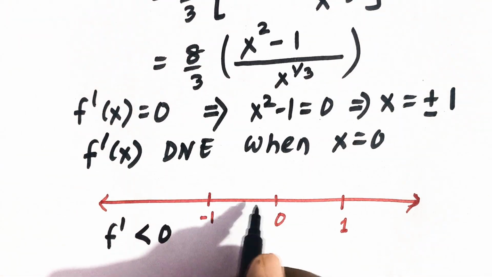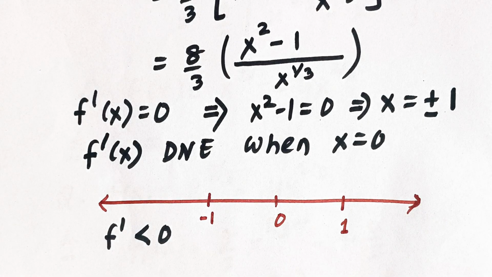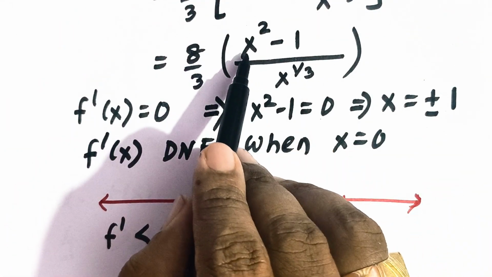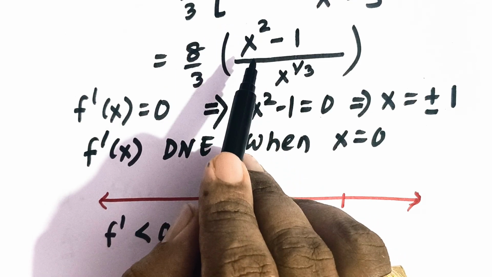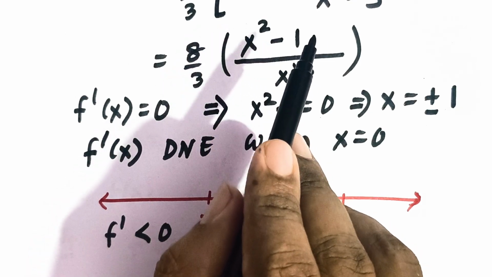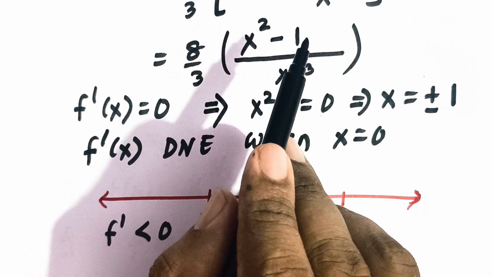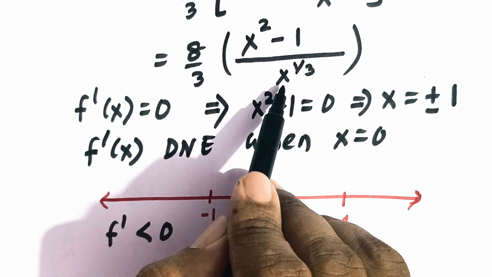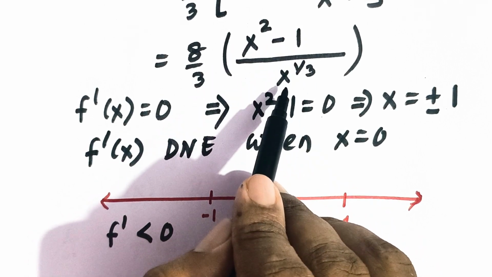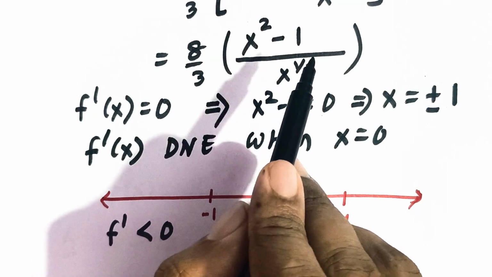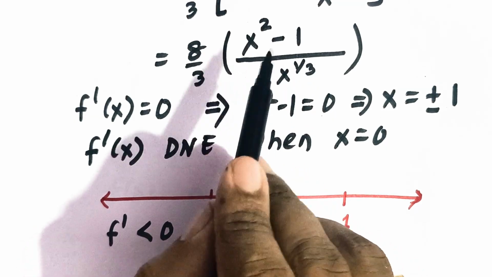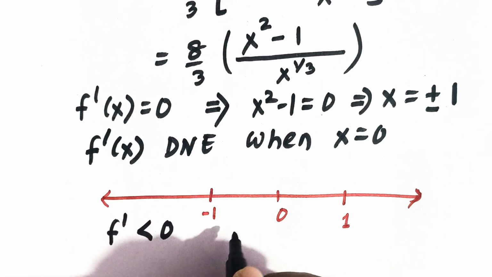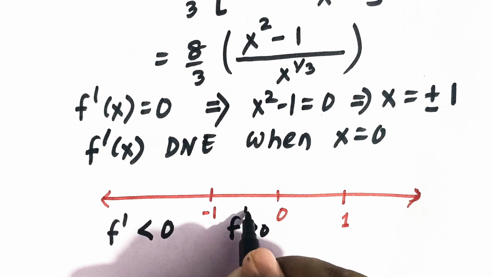In this part, let us choose minus half. Minus half clearly lies between minus 1 and 0. So in the numerator, minus half square is 1/4, 1/4 minus 1 is minus 3/4, which is a negative quantity. So the numerator is negative. In the denominator, in place of x, we will put minus half to the power 1/3. The cube root of a negative is negative. So numerator negative, denominator negative, and negative over negative is positive. So f dash is positive.